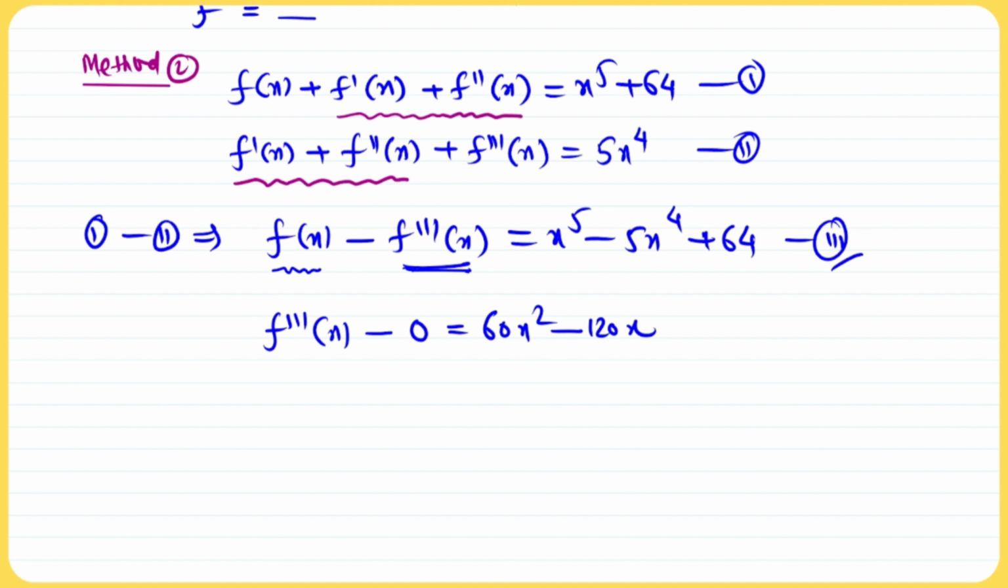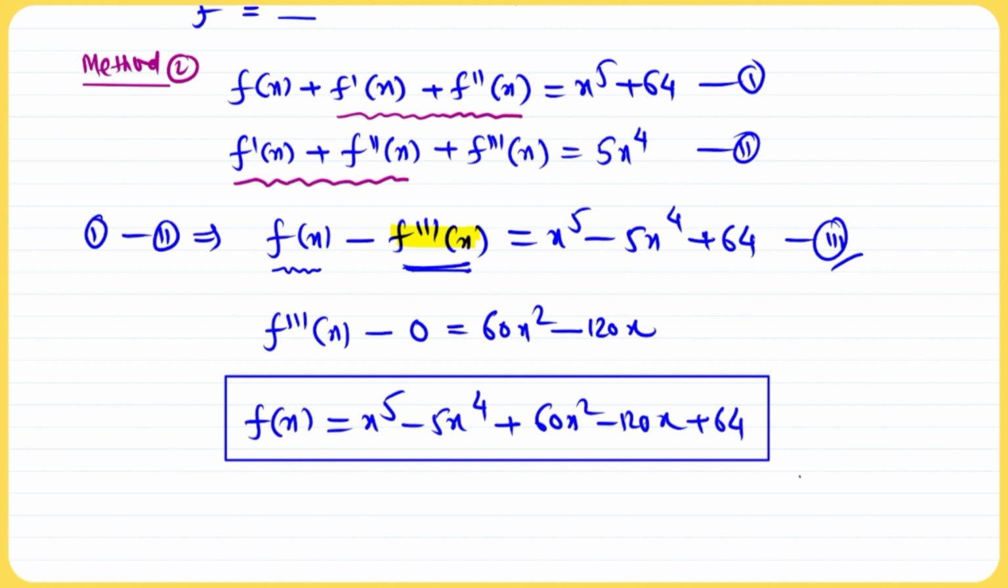And now substitute that value in equation 3. So then your f(x) will become x raised to 5, and this term we can take on right hand side. So x raised to 5 minus 5x raised to 4 plus 60x square minus 120x plus 64. So finally this is our f(x). Right, if you solve by first method, then also you will get the same expression for f(x). But as you can see that this is much easier method compared to the first one.